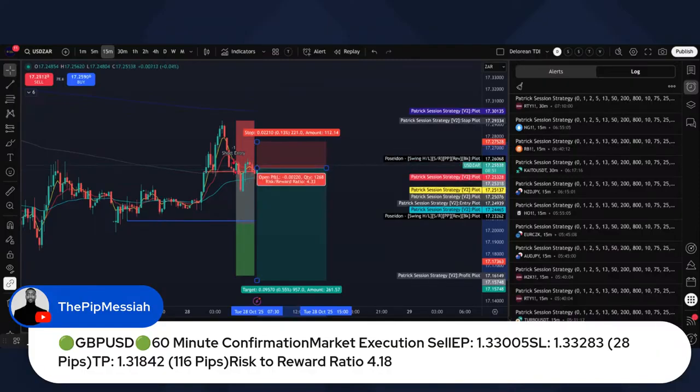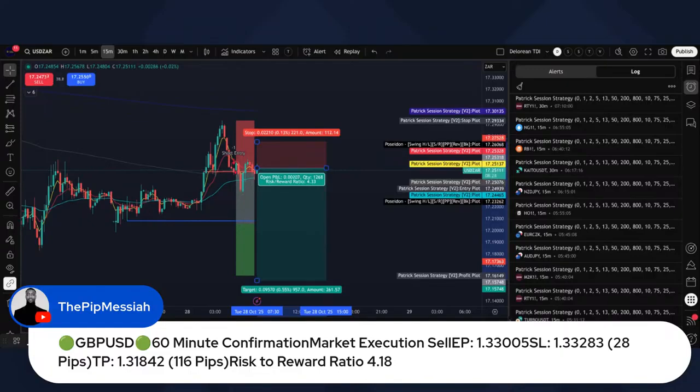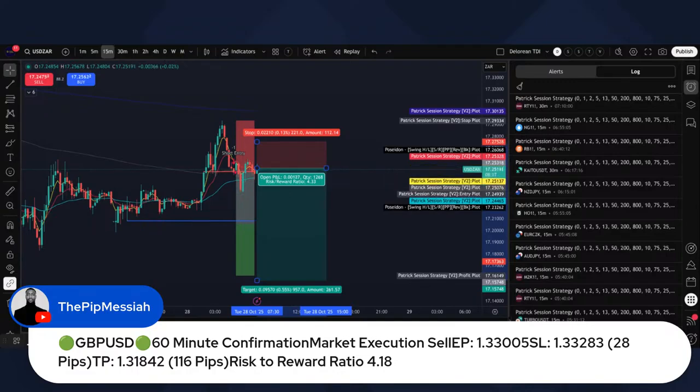$4.33 risk. Entry at 17.25318. Stop at 17.27528. That's for 221 pips. And take profit of 17.17548 for 957 pips.